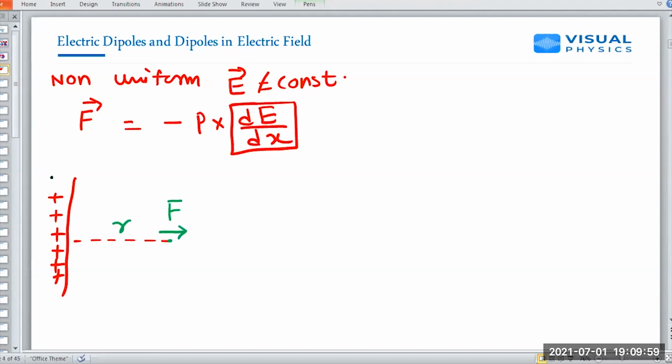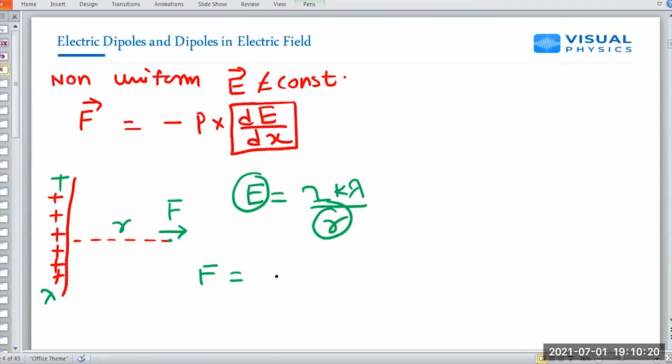Now, the electric field due to a line charge, in the previous class only I have discussed, is 2k lambda by r. But this electric field is not constant, it is varying with distance r. So my force on the dipole will be given as minus P into dE by dr. So in this case, I have to do differentiation of the electric field if the electric field is not constant but some function of distance. So these 2 points you have to keep in your mind.